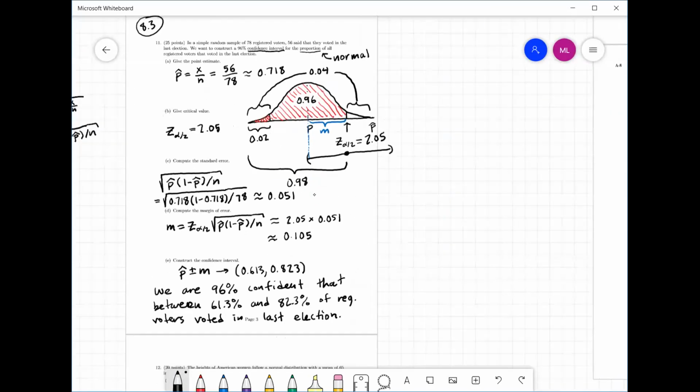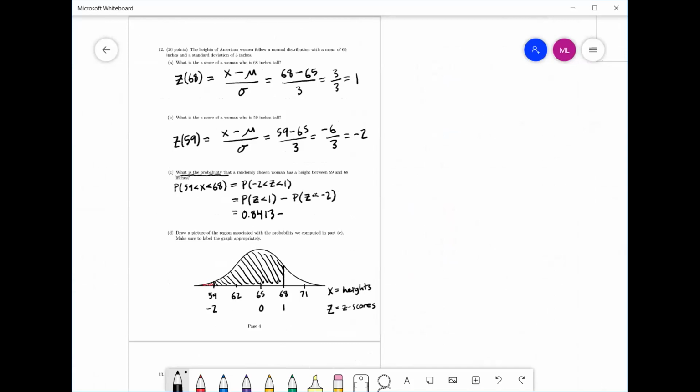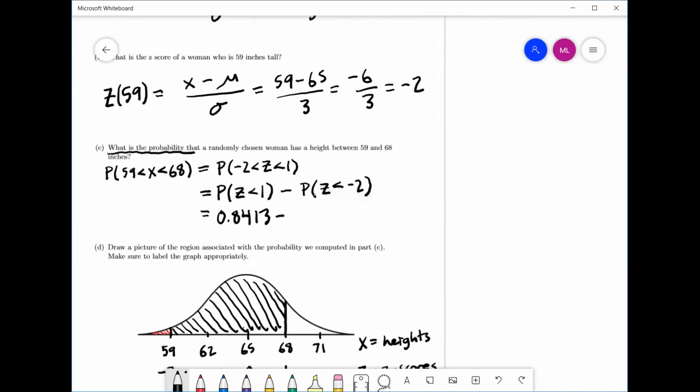This is what we're subtracting off, 0.0228. And when we do that subtraction over here, 0.8413 minus 0.0228, hit enter, we get 0.8185-ish. So there's our answer.